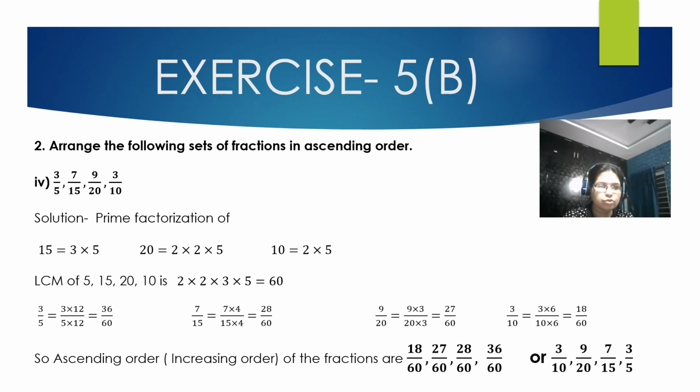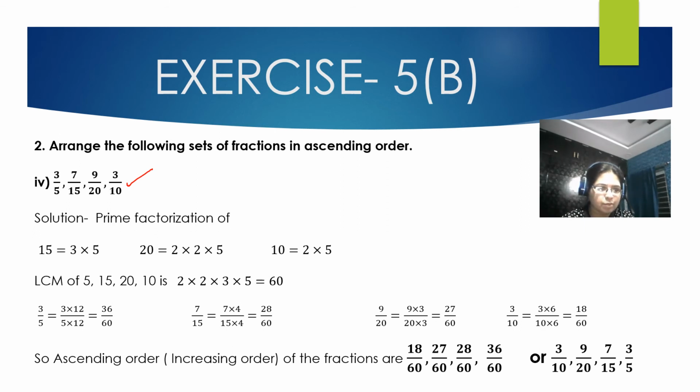Now we solve question number 4, part 4. The fractions are 3 divided by 5, 7 divided by 15, 9 divided by 20, and 3 divided by 10. These all are unlike fractions having different numerators and different denominators. So first we have to convert these unlike fractions into equivalent fractions. So first find out the LCM of these denominators. So first find out the prime factorization of these denominators.